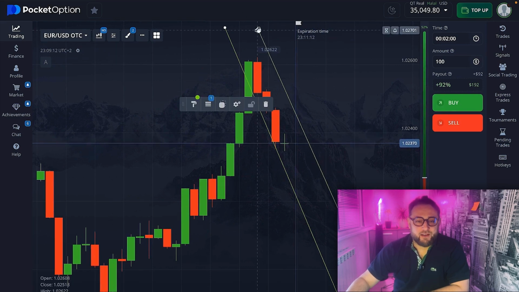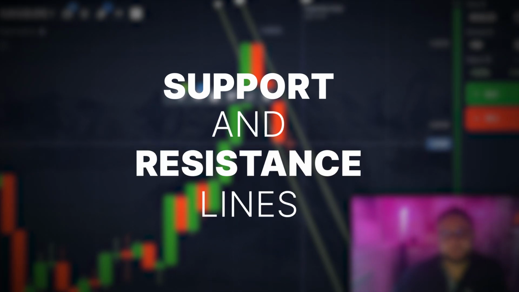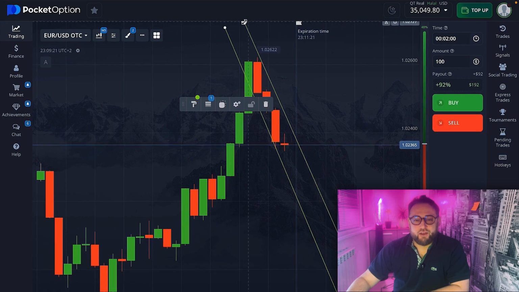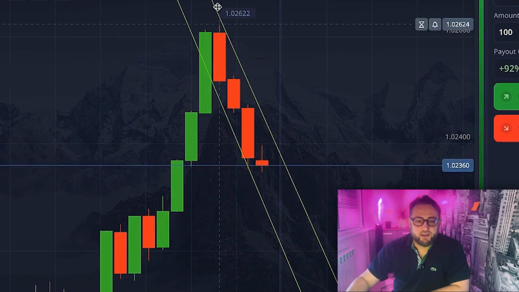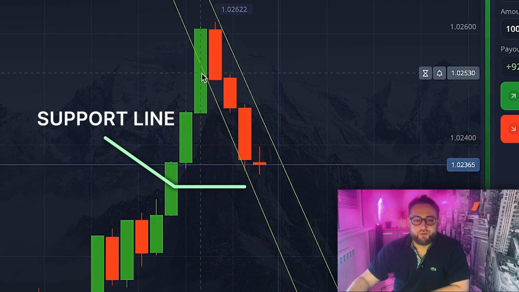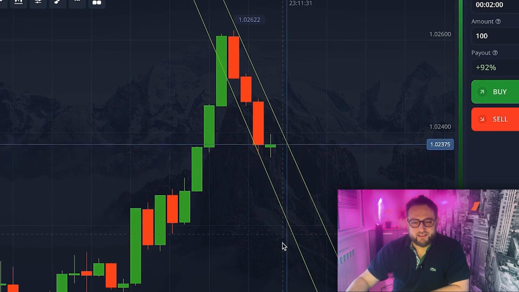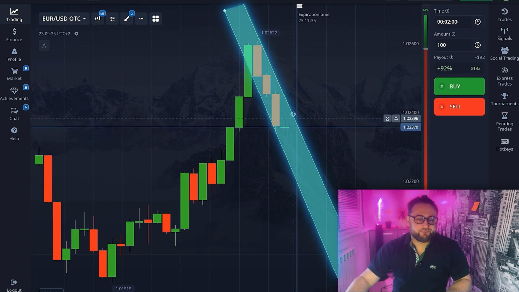We're sticking with the classic strategy: support and resistance lines or zones. All you need to do is identify 2 or 3 key price points, the highs and lows. The support line sits at the bottom and the resistance line at the top. Basically, the price moves within this range, or corridor as some call it.